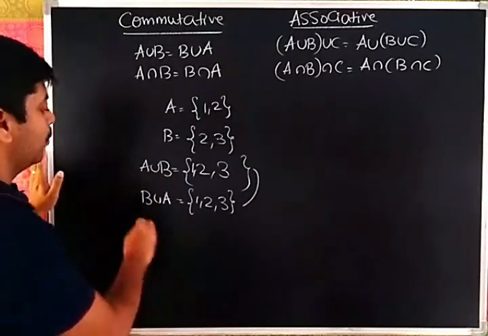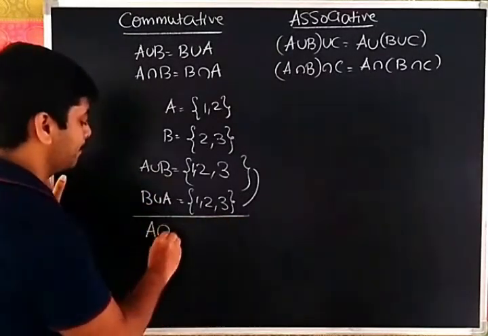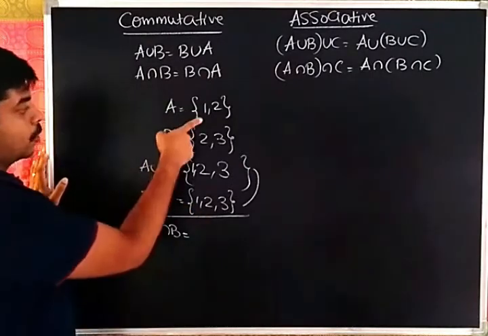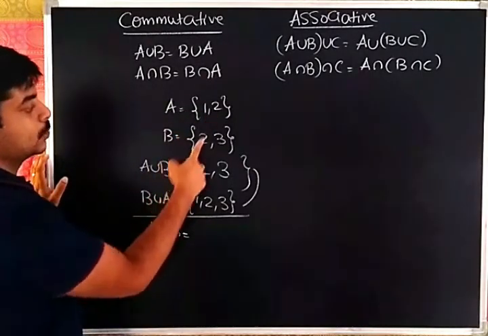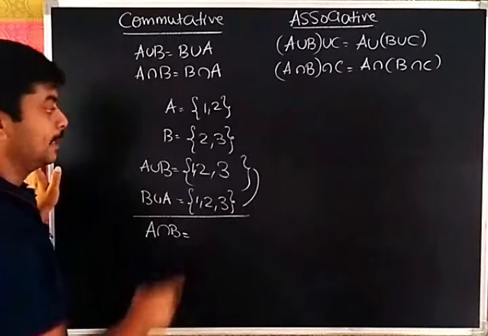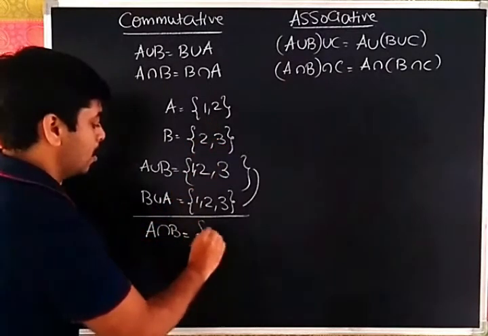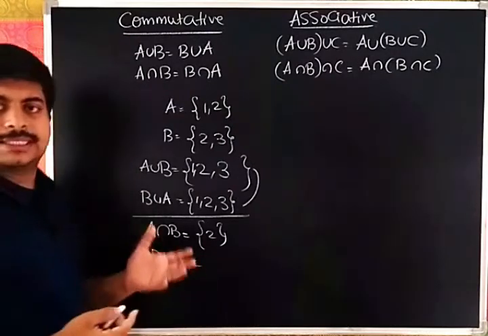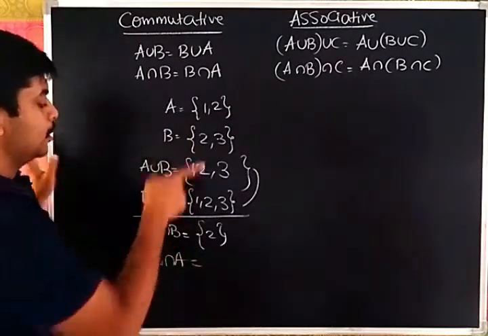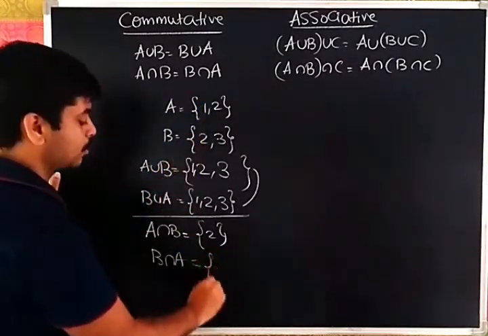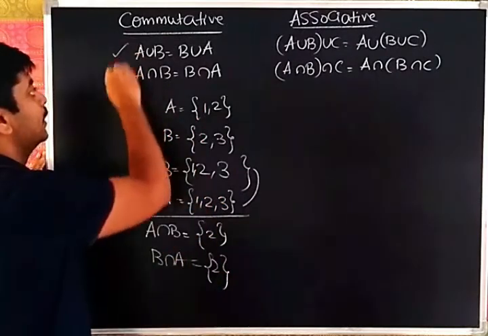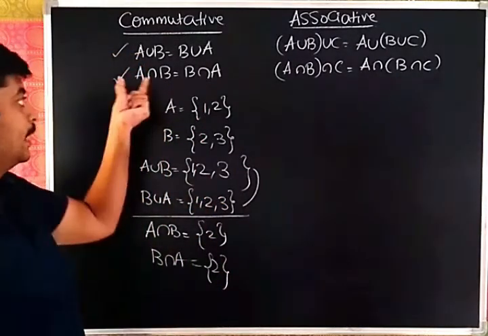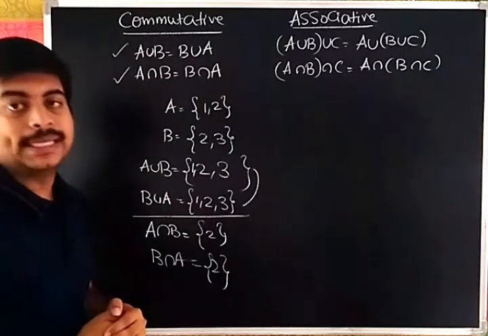In the same way, tell me what is A intersection B here? A intersection, what is the common between these two? Common element is 2. Intersection always comes for common elements. What about B intersection A? Common between A and B or B and A, both are same, right? Just the common element. So again from B and A, the common element is 2. So these two are again the same. A intersection B is equal to B intersection A.